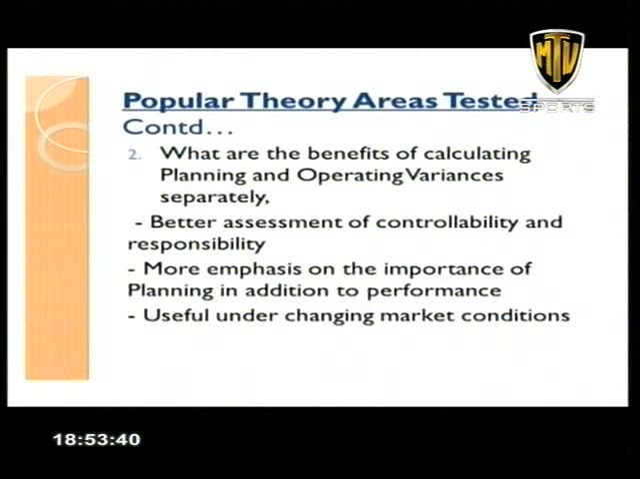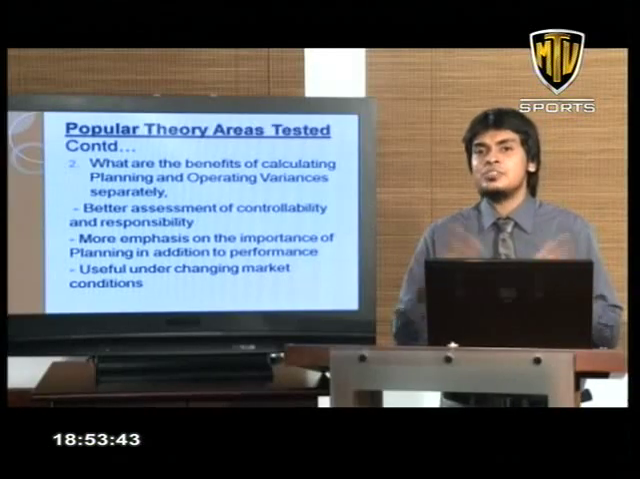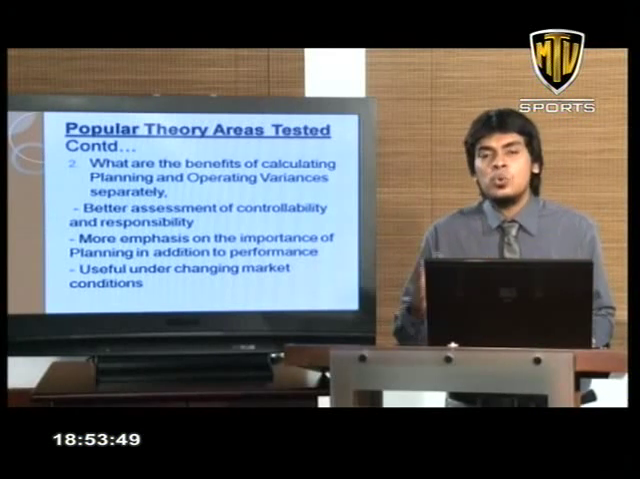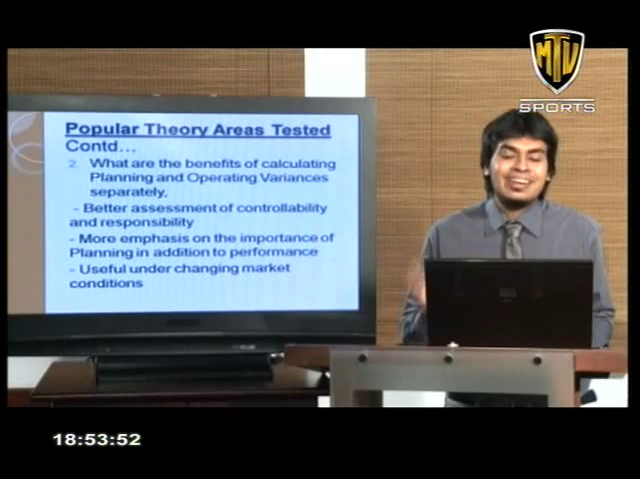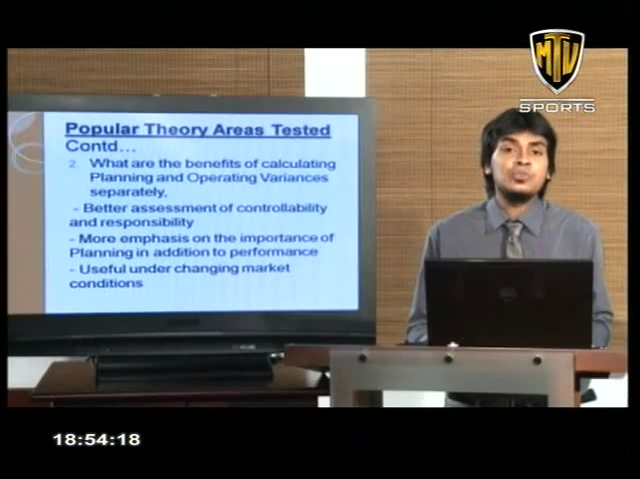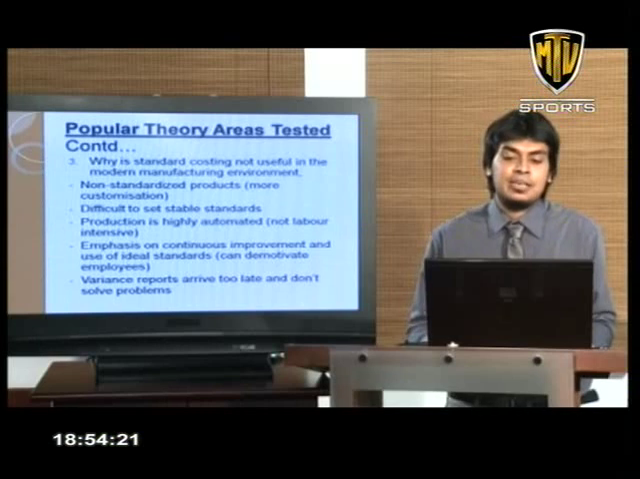If you don't have planning and operating variances, the planning guys come up with some kind of absurd standard, nobody complains. It's always the poor performance guy who will be seen to be at fault. But now, because you're measuring a planning variance, there is more emphasis on planning. Another thing is very useful under changing market conditions, because let's say the markets are always changing. It's very important that you continuously revise your standards. So in a case where you have to introduce a revised standard as a result of dynamic market conditions, even then you will find that it is useful to have planning and operating variances separately.